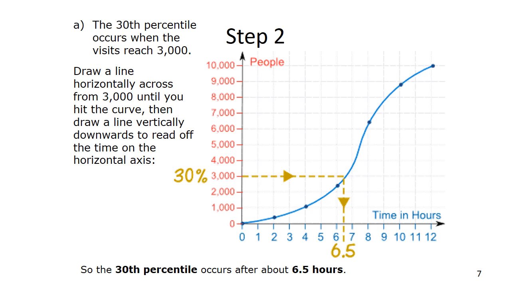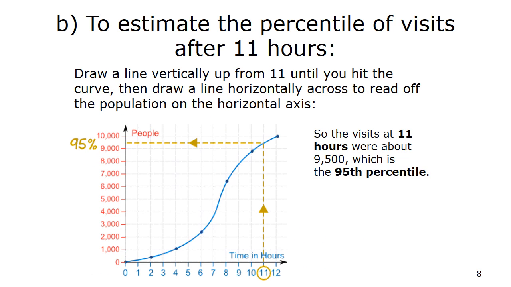All right, so remember B was a different question. B was percentile at 11 hours. Oh, well, that's nice and easy. It's right on the screen. So if B is to estimate the percentile of visits after 11 hours, if we look at 11 hours, well, we just go backwards. If I knock myself this way, that's about 95%. So that's the 95th percentile. So that's a nice and easy way of actually figuring out the percentile after a number of hours.